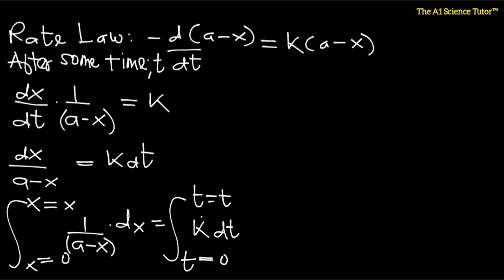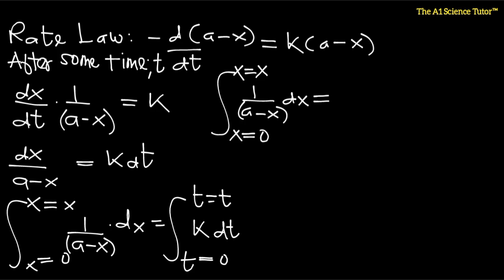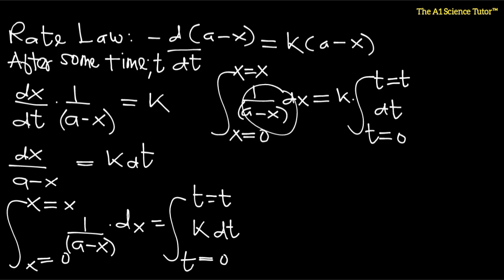So we're not actually going to deal with this one, because if you have a constant multiplied with a variable, that constant can actually be pushed out. So this should be x. So this is going to be 1 over a minus x dx. And on this side, we're actually going to have k multiplied by the integral from t equal to t and t equal to 0. Then we have a dt here. So we need to integrate this one.